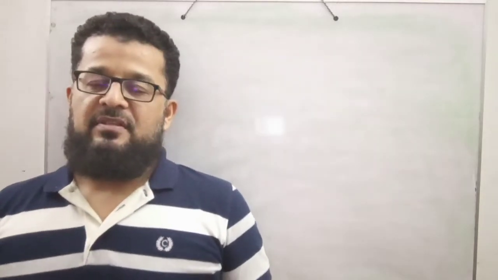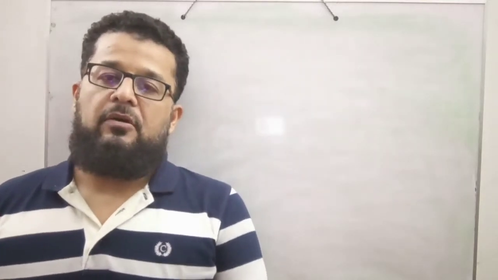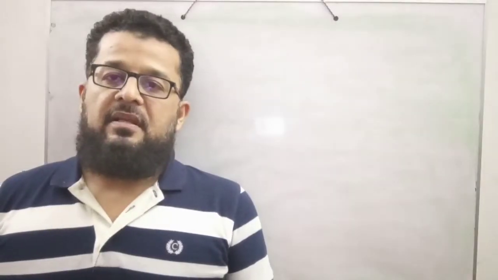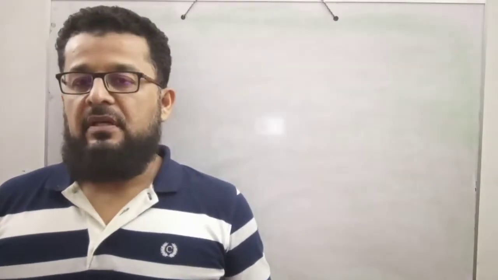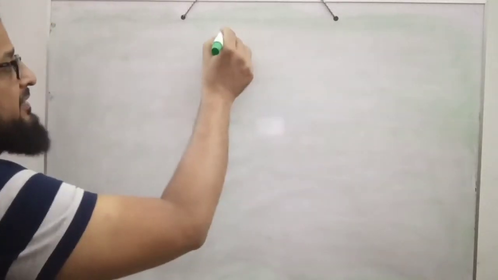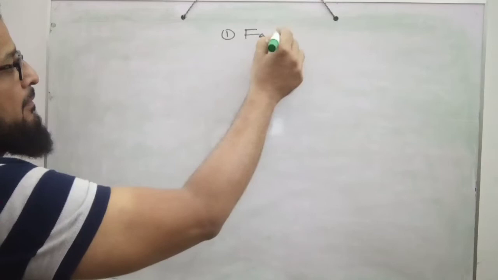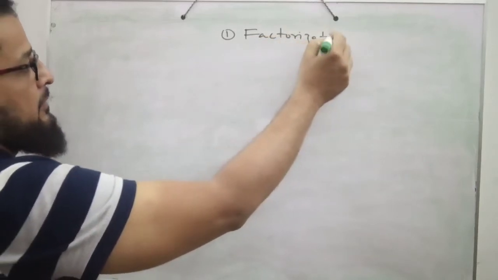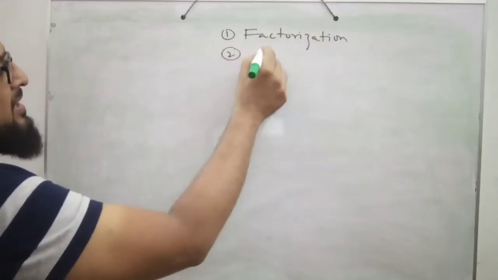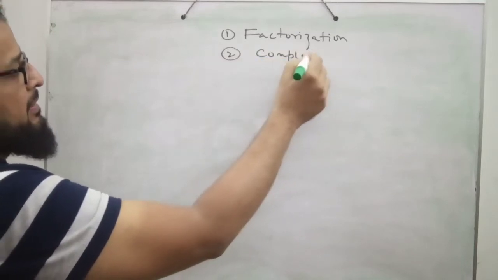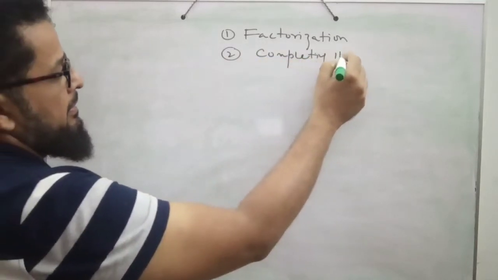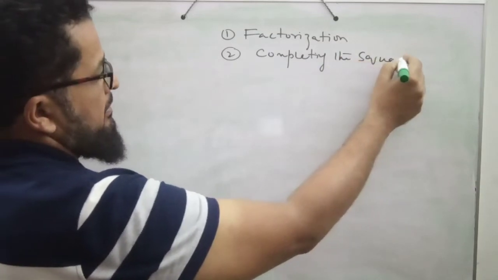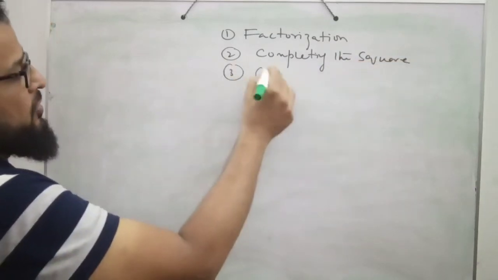Today's lecture is related to the O levels, and in this lecture we discuss how to find the solution of quadratic equations. There are three ways to solve quadratic equations. One is by factorization. The second method is completing the square. And the third one is the quadratic formula.